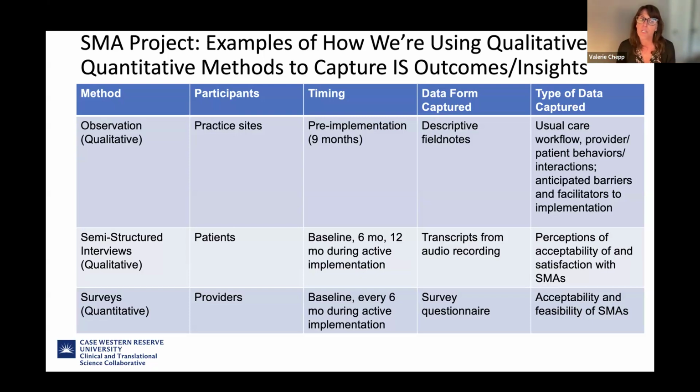And then we're also going to be administering surveys to providers during active implementation, again, at different time points, to assess feasibility and acceptability among providers. So that's an example of how we're pulling together some different methods, both qualitative and quantitative, to paint a picture of the context in which we're implementing our study.